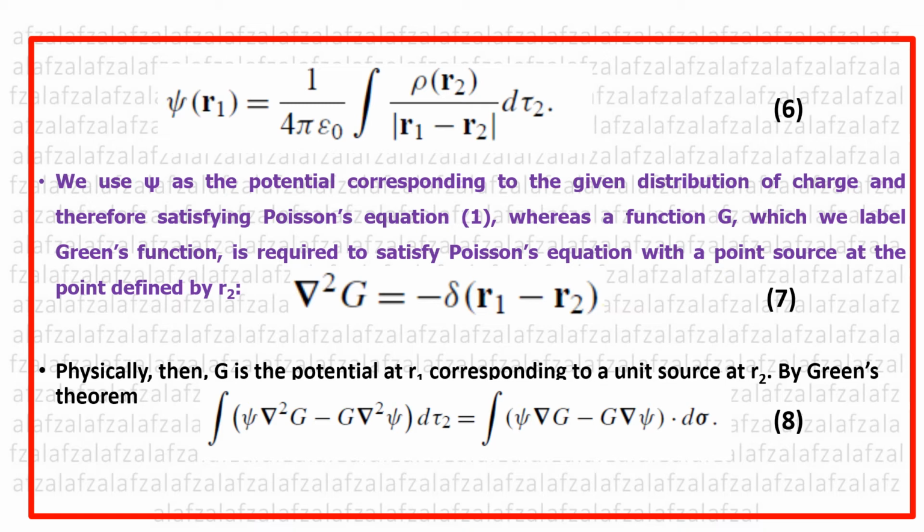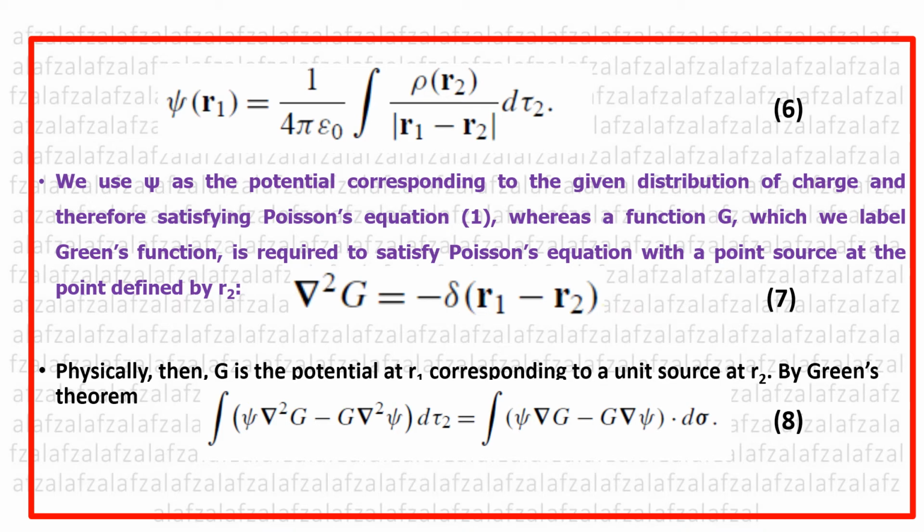Now let us come to the Green's function. Here you can see the operator of the Poisson's equation is del square. So the operator L is del square. So L of G has to be the delta function. So the L is del square, so del square G is minus delta of r1 minus r2.